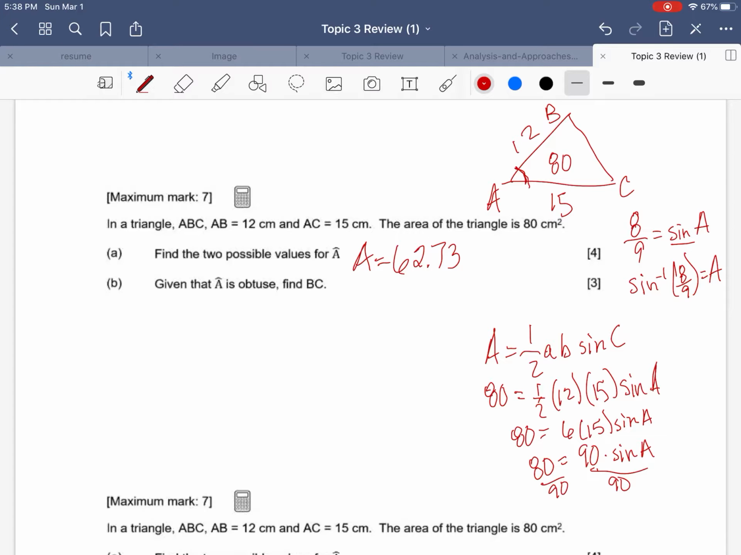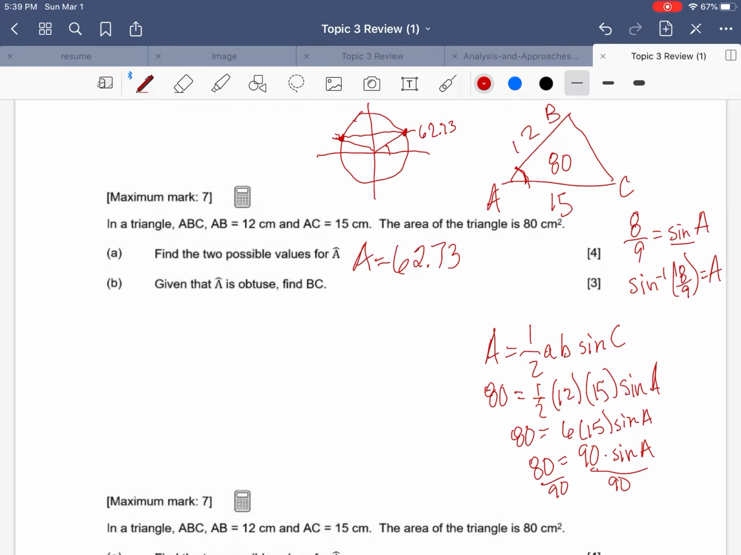But if you can recall the unit circle, sine values are the y value. If we take a y value going straight across, remember it's going to touch at 2 spots. So we're going to touch here, and we're also going to touch at this point over here. So this first point is 62.73 degrees. That's this first angle.